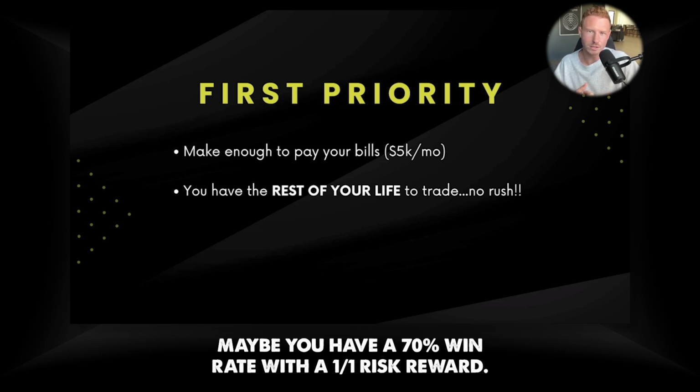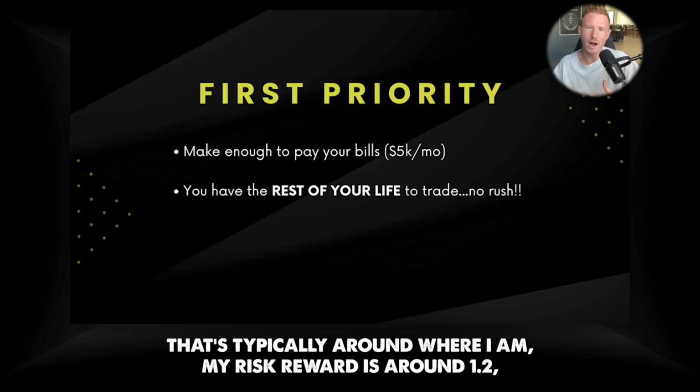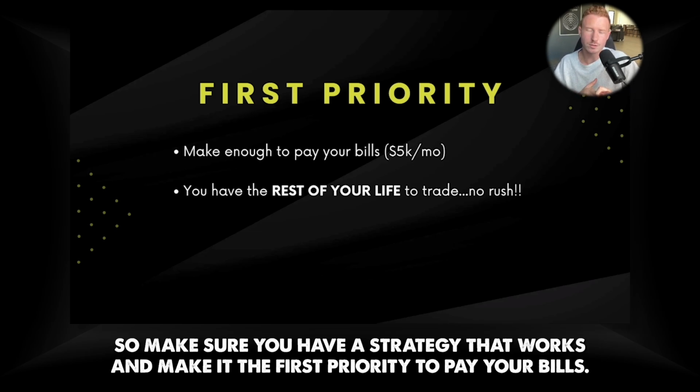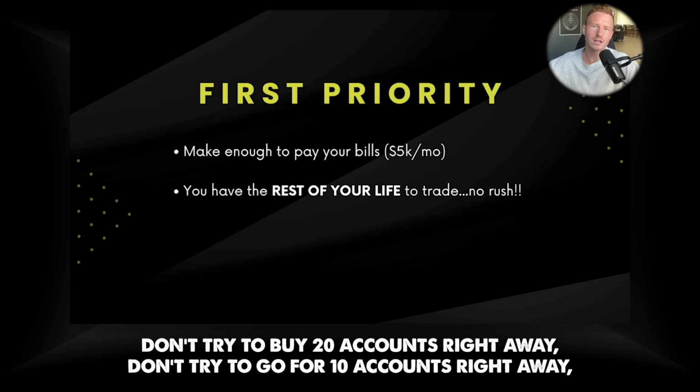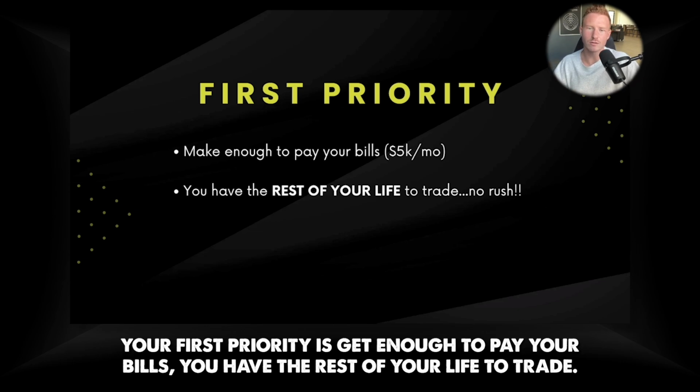Maybe you have a 70% win rate with a 1-to-1 risk reward. That's typically around where I am. My risk reward is around 1.2 with a 70% win rate. So make sure you have a strategy that works and make it the first priority to pay your bills. Don't try to buy 20 accounts right away. Don't try to go for 10 accounts right away. Your first priority is get enough to pay your bills.